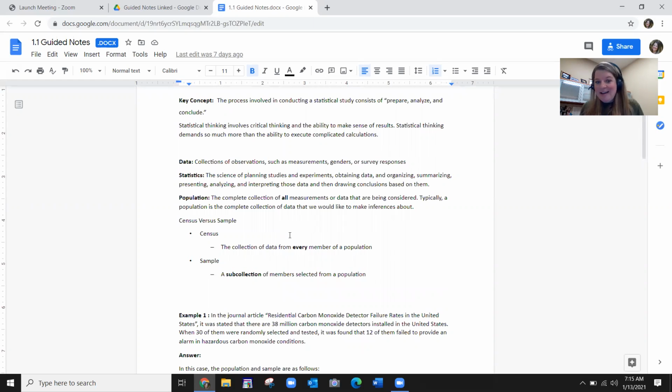So what is data? Most people know what data is. It's just a collection of observations or measurements of something, or genders, or responses from some kind of survey, typically online. We could go to the CDC website, collect data on what's going on with COVID, and make our own analysis. This class should prepare you for making your own conclusions from data. That's the whole point of this class.